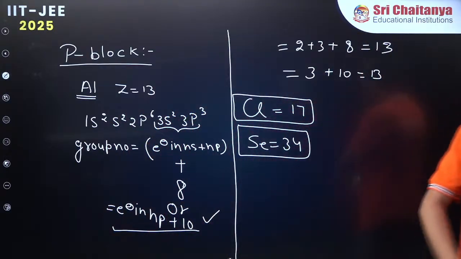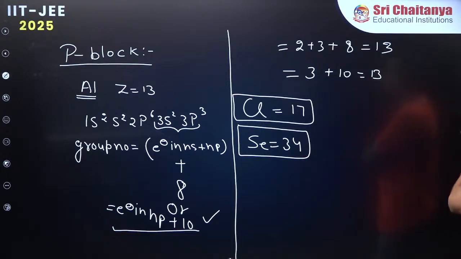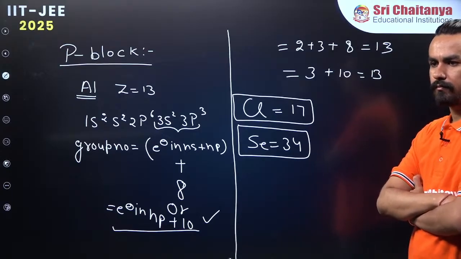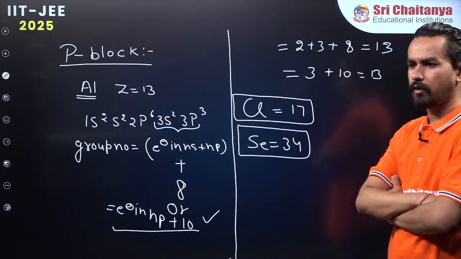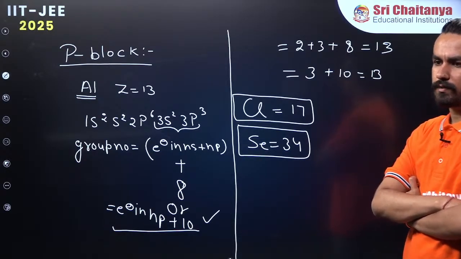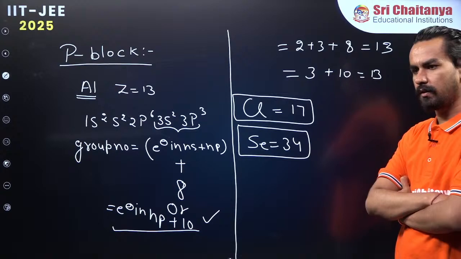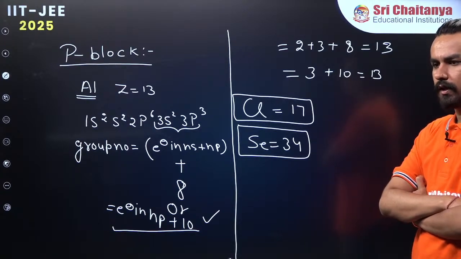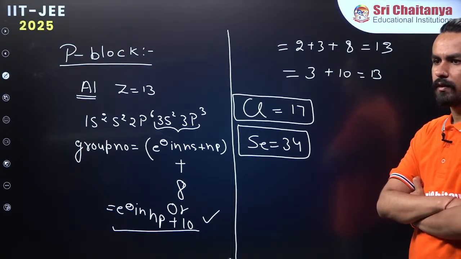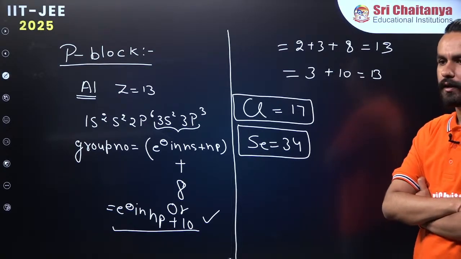Start. Chlorine, 17 group. Selenium, 16. Very good. Venkateshwar, please check, 34.